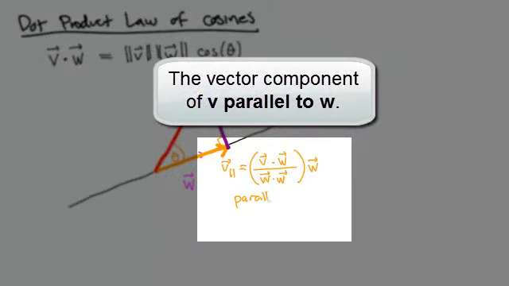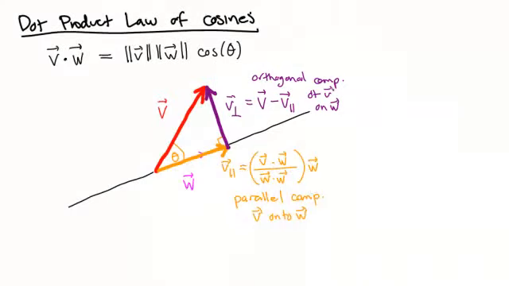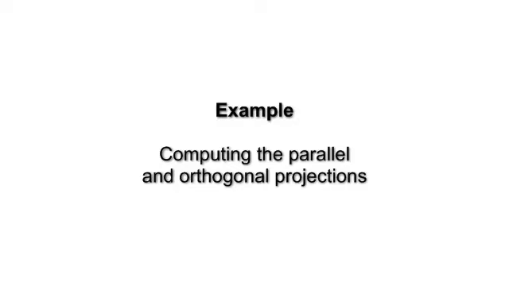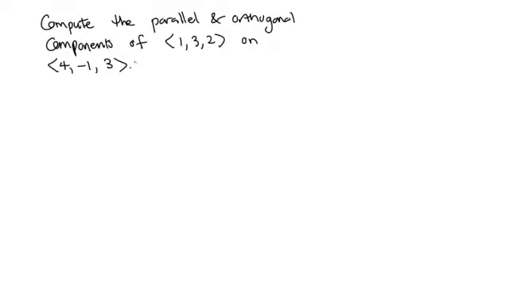The parallel component of v onto w, and the orthogonal component of v on w. Let's just try this out on a specific example. Compute the parallel and orthogonal components of the vector 1, 3, 2 on the vector 4, minus 1, 3.